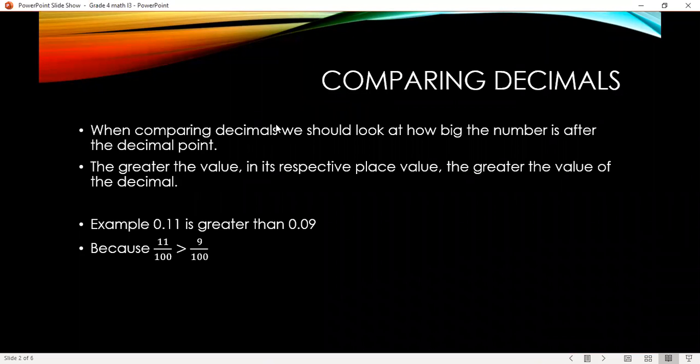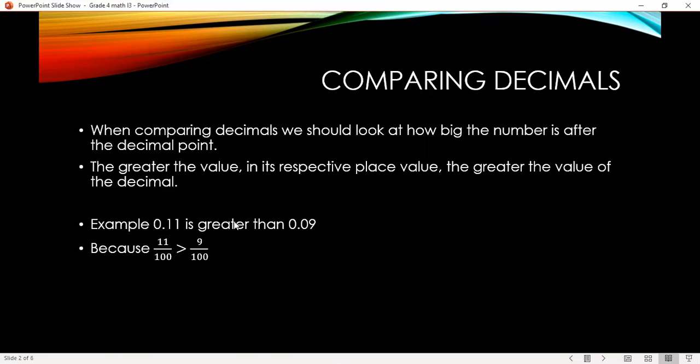When comparing decimals, we should always look at how big the number is after the decimal point. The greater the value in its respective place value, the greater the value of the decimal. For example, 0.11 is greater than 0.09.